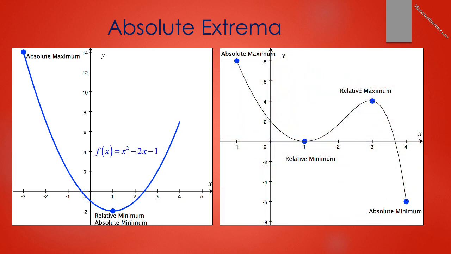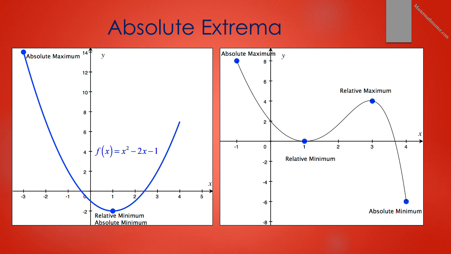The graph to the right shows the function over the interval [-1, 4]. There is a relative minimum at x is equal to 1 and a relative maximum at x is equal to 3, but these are not the absolute minimum and the absolute maximum. The absolute maximum occurs at x is equal to 1, while the absolute minimum occurs at x is equal to 4. So the absolute extrema occur at the endpoints of the interval.